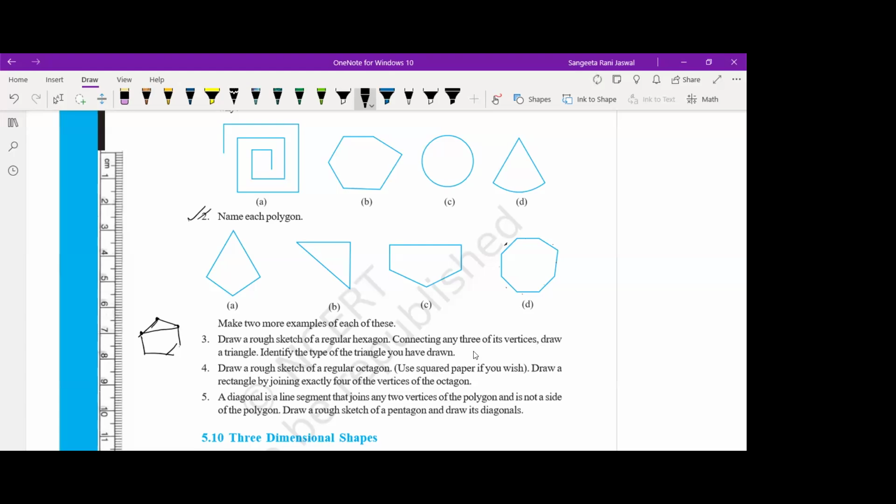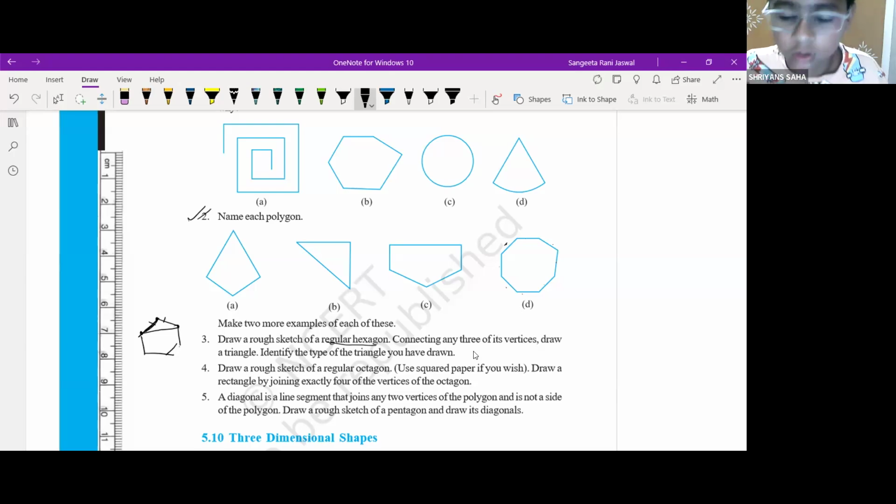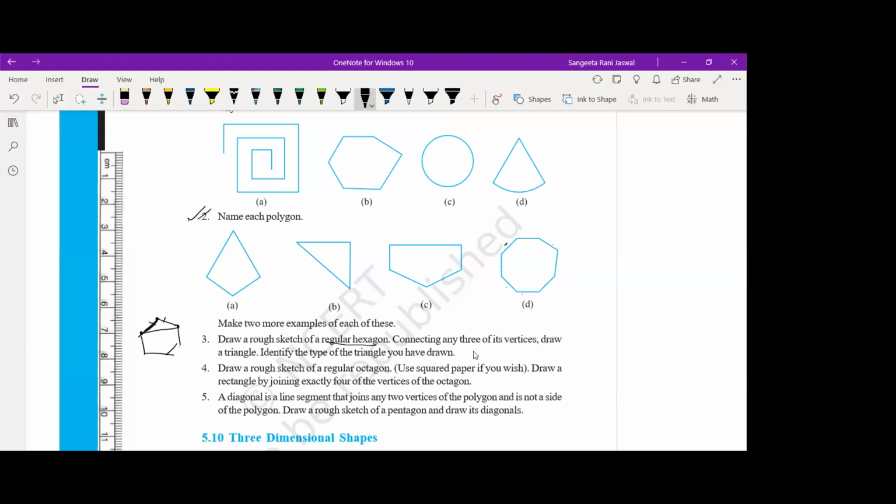Now, which triangle is this? I know this is a regular hexagon. Regular hexagon means these two sides will be equal. So this triangle which I'm getting with two sides equal is which triangle? Isosceles. So in this triangle two sides are equal, so I call the type of triangle I have got isosceles.